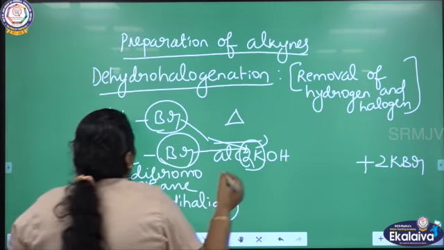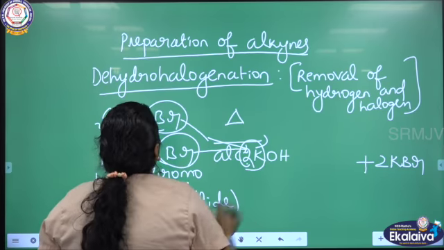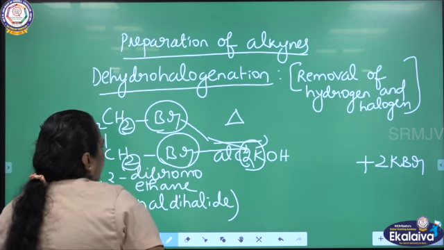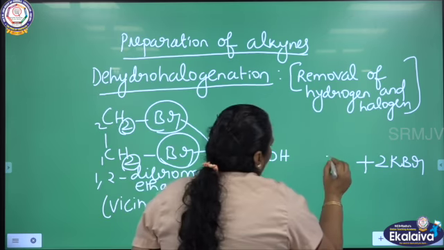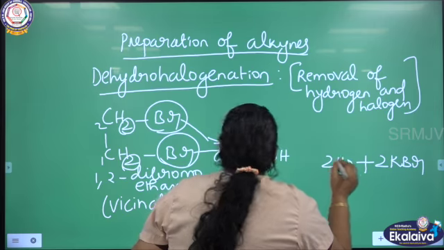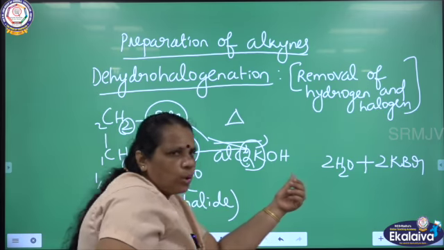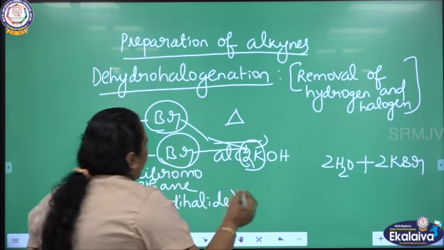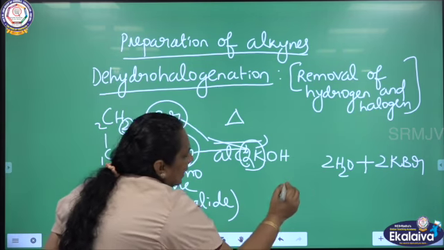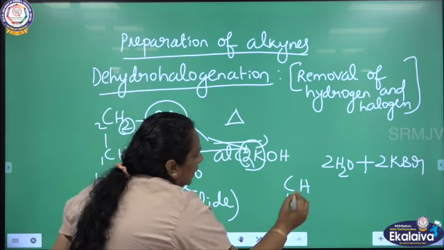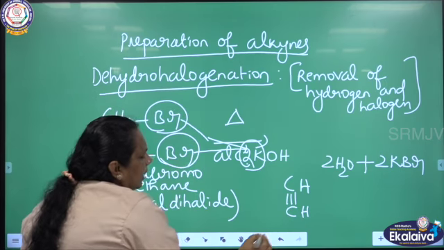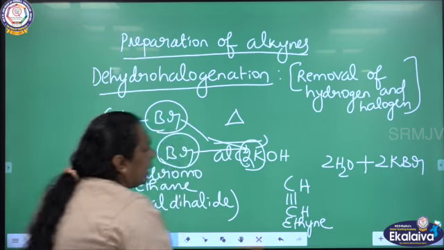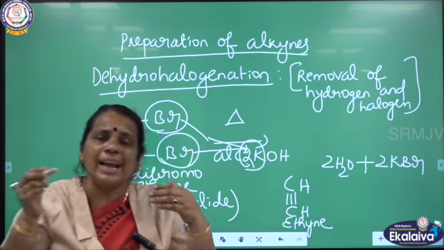There are 2 OH groups attached here, 1 hydrogen from here, another hydrogen is also removed from here. So, I will be getting 2 water molecules. They combine to give water. What is the main product I am going to get here? CH triple bond CH. What is the compound I am getting here? Ethyne.